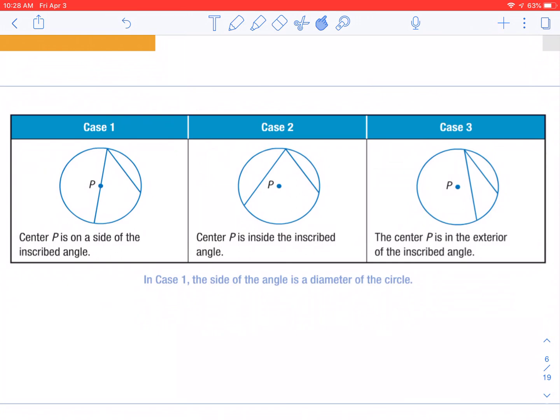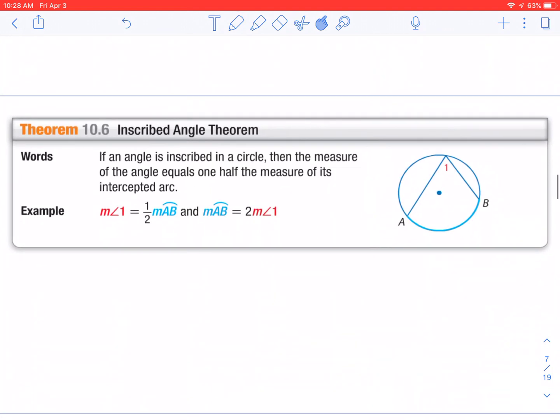One inscribed angle has a diameter as one of the rays, so it goes through the center. Another one is when the center is inside the angle. So here's the angle, the center is inside the angle. The other one is when the center is outside the angle. So three different kinds. We'll probably be working with all three kinds today, just to give you a little view of what's going on. Here's our theorem.